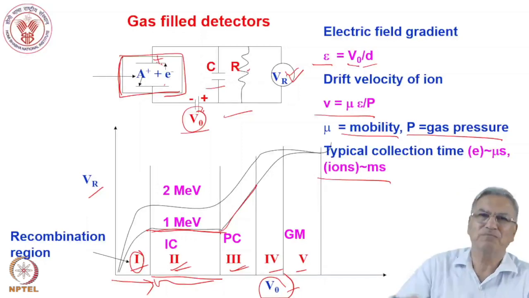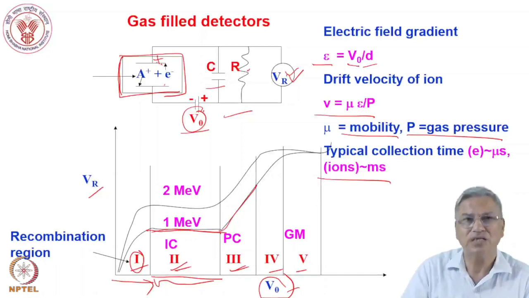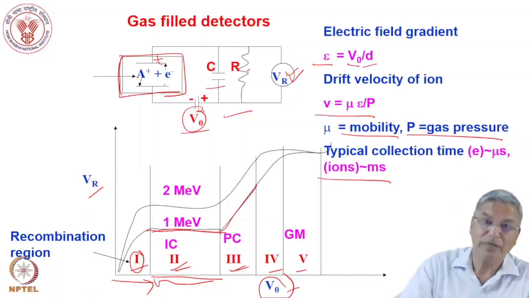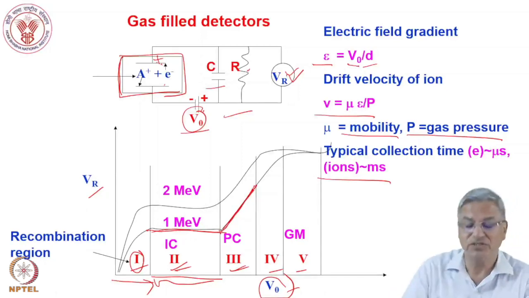And so these primary electrons can further cause ionization, leading to secondary ionization. And there is a multiplication in the number of ion pairs, but that multiplication factor is constant. Therefore, the number of charge carriers is increasing proportionately to the initial energy of the radiation. That's why it is called the proportional count.